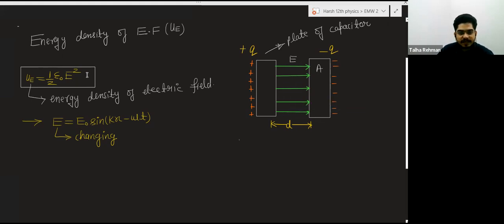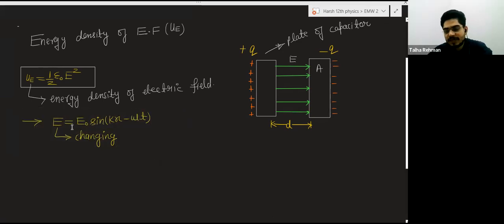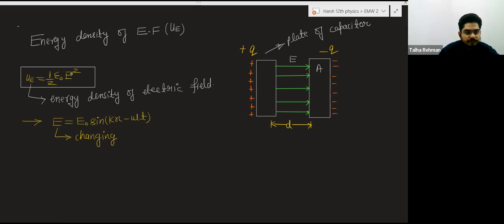So basically the energy density corresponding to this electric field is half epsilon naught into E naught square, where E is the electric field. Now in an electromagnetic wave, the variation of the electric field is given by E is equal to E naught sine(kx minus omega t). This is the equation of the electric field in an electromagnetic wave. Now put this value in this equation.